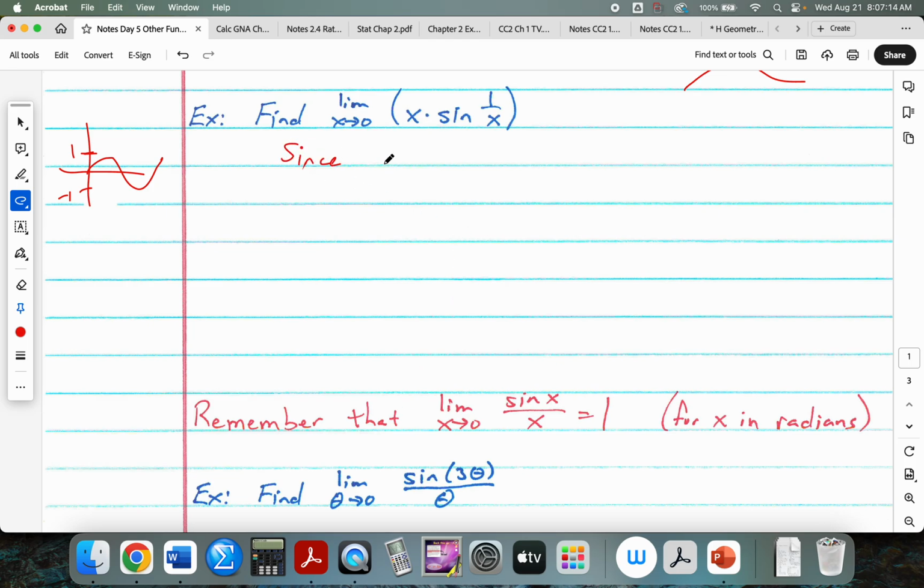All right. So, since -1 is always less than or equal to sine of 1 over x, which is less than or equal to 1, multiplying all parts of that by x to get this function in the middle, we get negative x is less than or equal to x times sine of 1 over x, which is less than or equal to x.